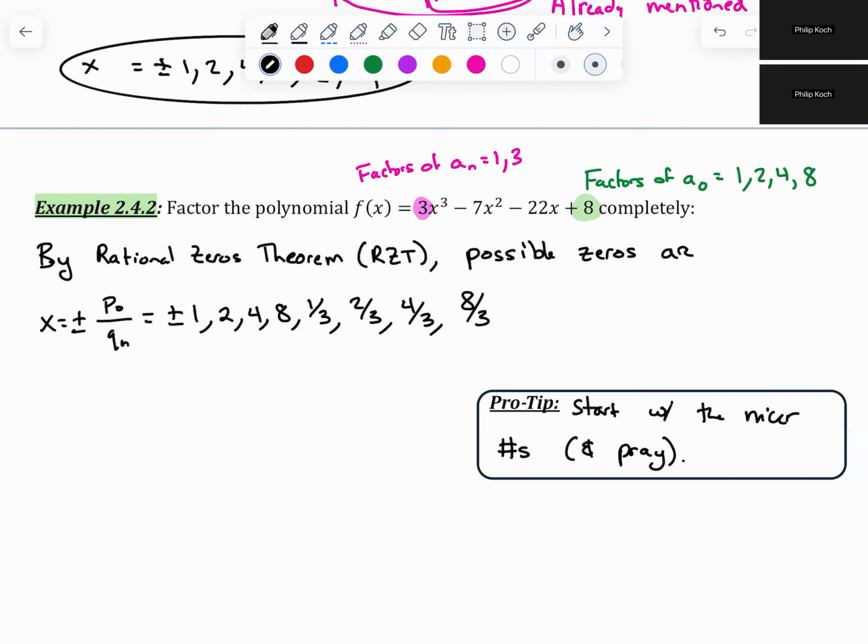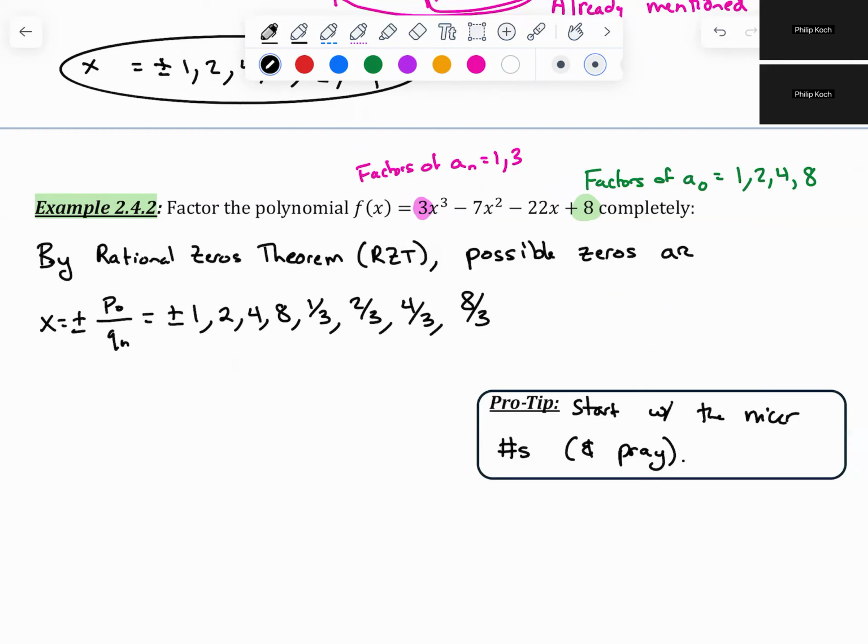Because I really don't want to go through and plug it. Sometimes with these ones, the list gets to be obnoxiously long. But speaking from a teacher's perspective, and also from the Alex perspective, they rarely make the big numbers or the really nasty fractions zeros. Almost always, at least one of them is a nice integer. So test the small integers first, then test the small fractions, and if all else fails, then go to the big numbers.